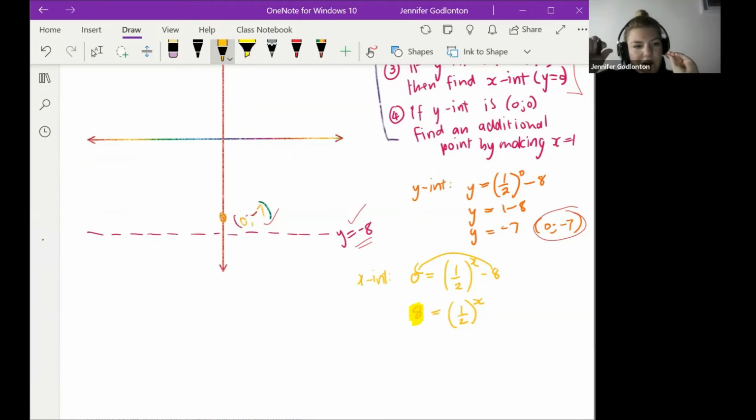So 2 to the power of what is going to give me 8? Good. 2 to the power of 3. Okay, that's a good start. So 2 to the power of 3 is the same as saying a half to the power of x.